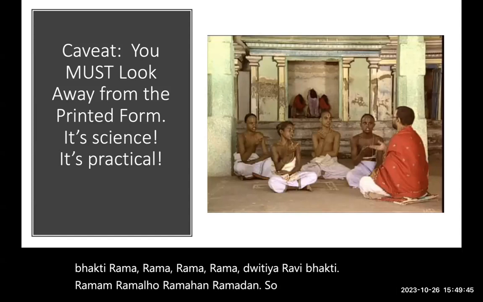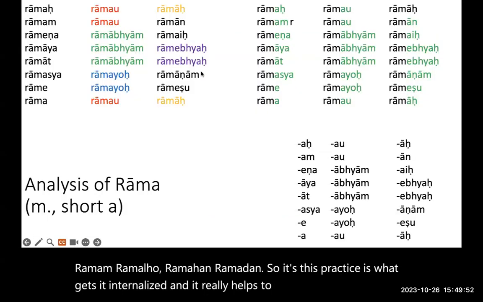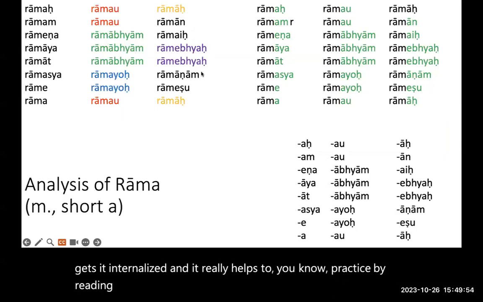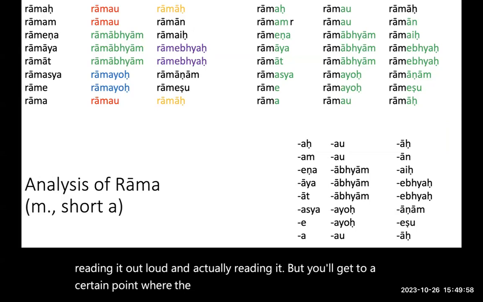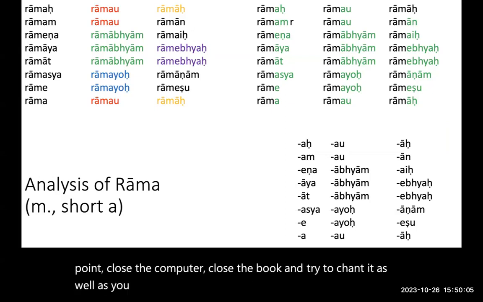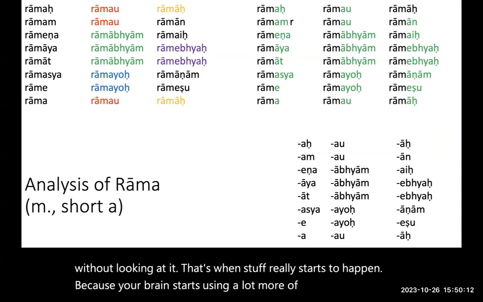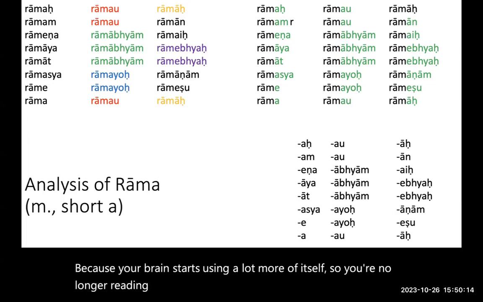So this practice is what gets it internalized. And it really helps to practice by reading it out loud and actually reading it. But you'll get to a certain point where the rhythms are in your head. And at that point, close the computer, close the book, and try to chant it as well as you can without looking at it. That's when stuff really starts to happen because your brain starts using a lot more of itself. So you're no longer reading, you're reciting, and your memory is growing.